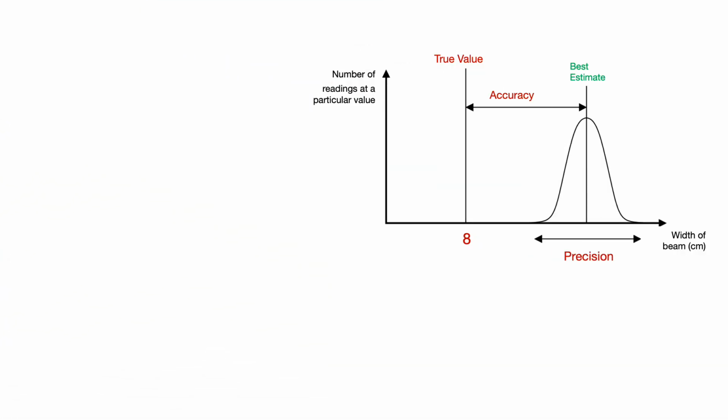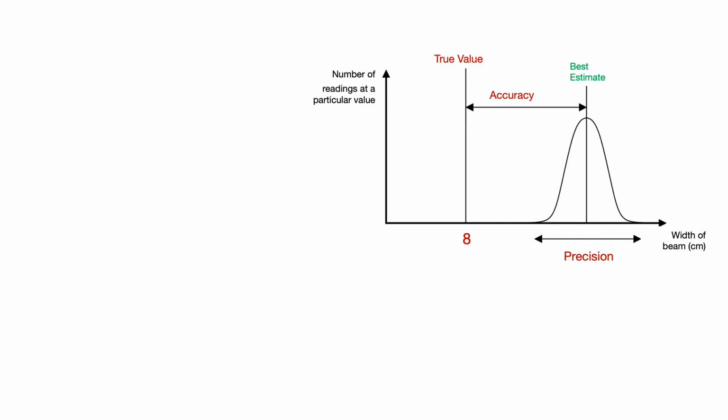So how do accuracy and precision relate to each other? Well, if you look at the diagram, the x-axis is the width of the beam. It's recording the measurements, if you like. So imagine that we do quite a number of measurements of the width of this beam, either one person doing lots of measurements or possibly a whole class of 20 people doing one measurement each. You would typically find there would be a range of answers.